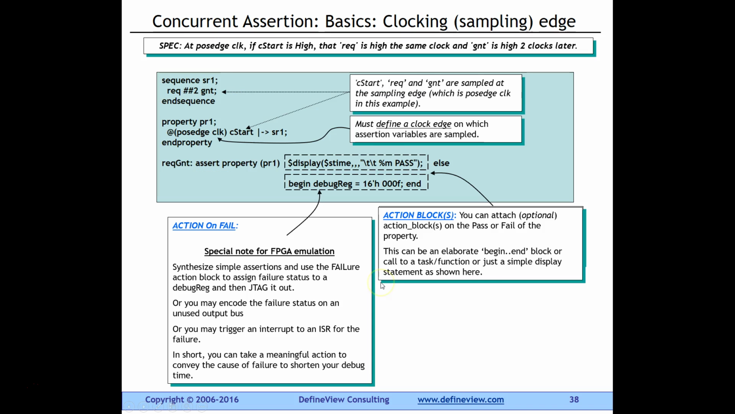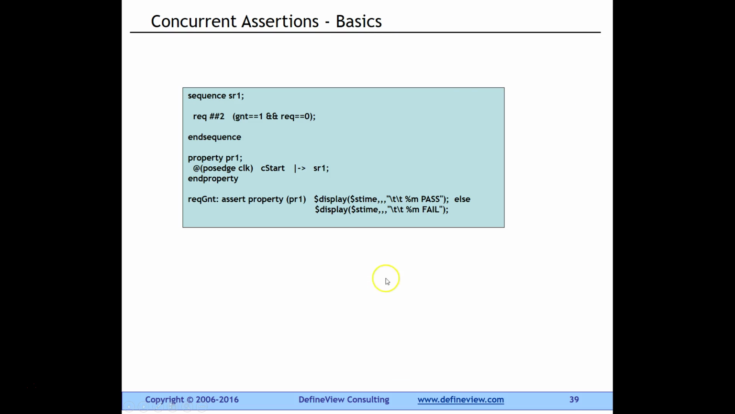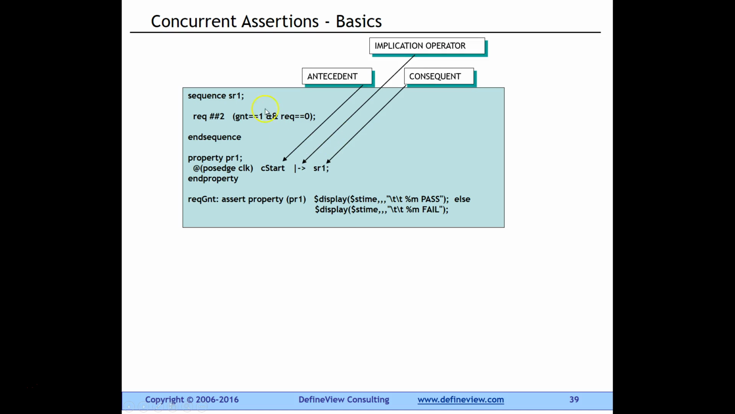Okay, here I had request and grant as only two signals. In this slide, I have added a little bit more complication. Before we go into this, I want to point out that this cstart, something that appears before the implication operator, is called antecedent. This is the implication operator, and then anything that appears after the implication operator is called consequent. So you will hear me say antecedent fired, consequent failed, so on and so forth. So you know what that means.